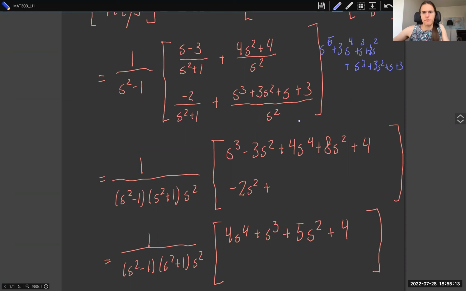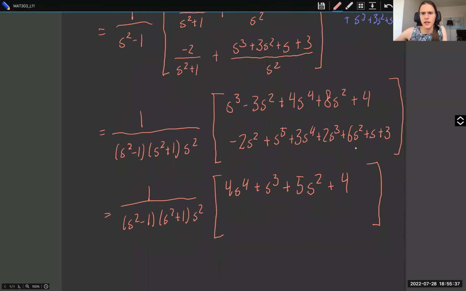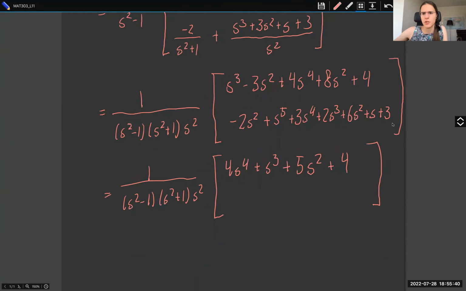s to the 5th plus 3s to the 4th plus 2s cubed plus 6s squared plus s plus 3. And then we can just copy this expression over again. And the 6 changes to a 4.